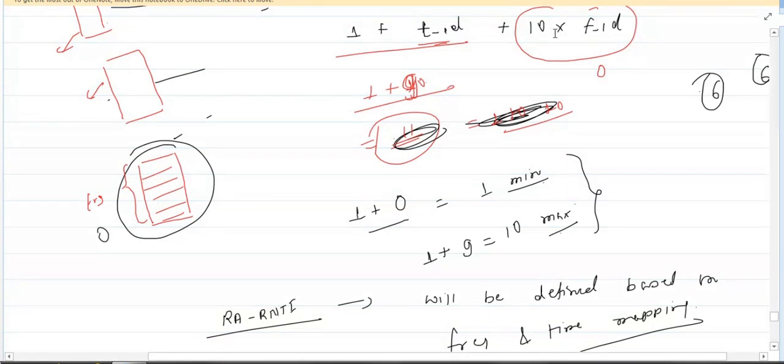So 10 into 5 means 50, plus maximum 10. 10 plus 50 means 60, so minimum 1 to 60 in TDD mode. But we have to concentrate on the FDD mode. In FDD mode, please remember the RNTI value will be only minimum 1, maximum 10.